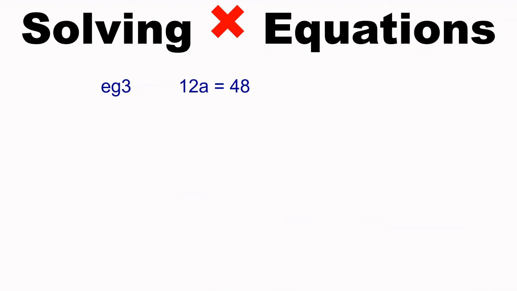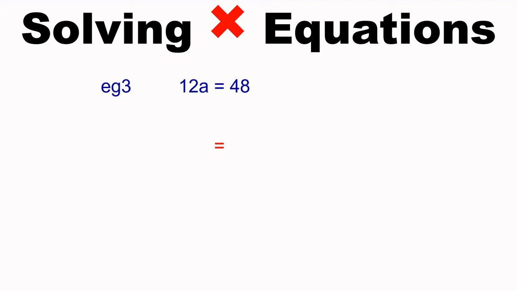Let's try another one. This time we've got 12a equals 48. And remember, when you've got a number directly in front of a variable, they're being multiplied. So we need to undo this multiplication. But before we even start, remember step 1, we are working vertically. Let's line up our equal signs.